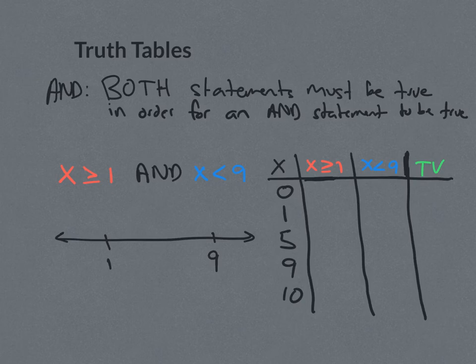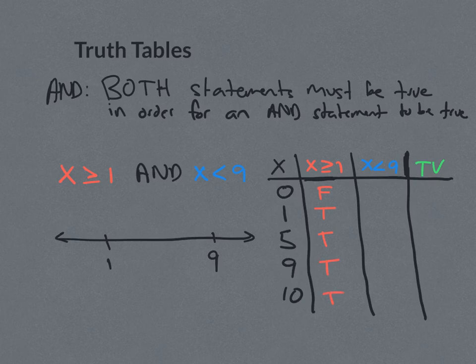So now I'm going to test each of these statements. x is bigger than or equal to 1. So 0 is bigger than or equal to 1. False. 1 is bigger than or equal to 1. True. 5, true. Oh, look at all these. Each one of these is now bigger than or equal to 1. So I know I'm going to have trues all the rest of the way down here. So true, true.